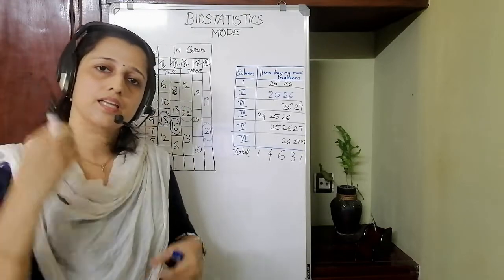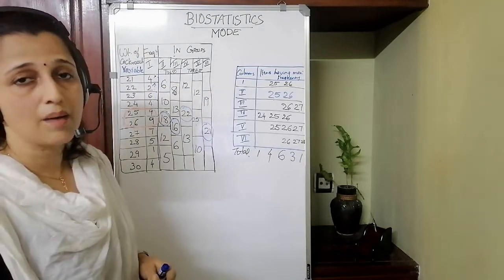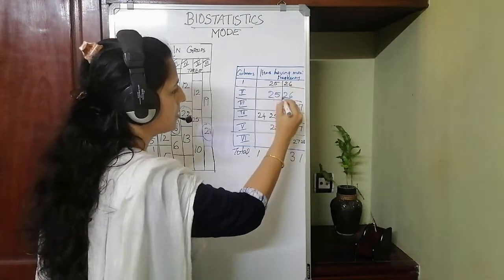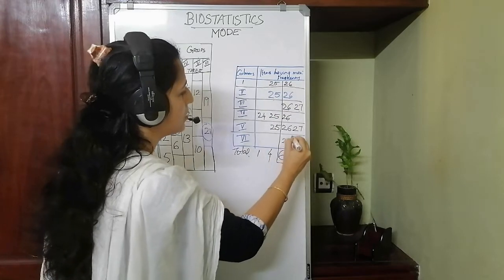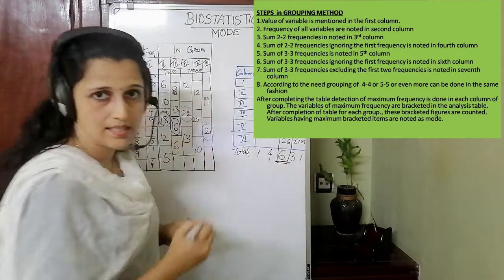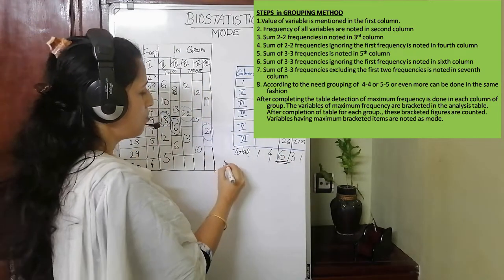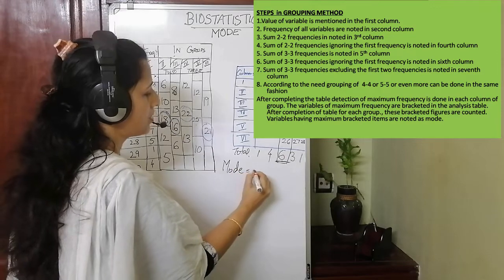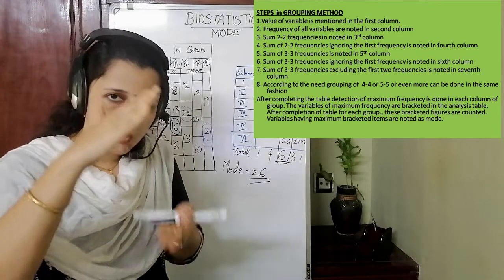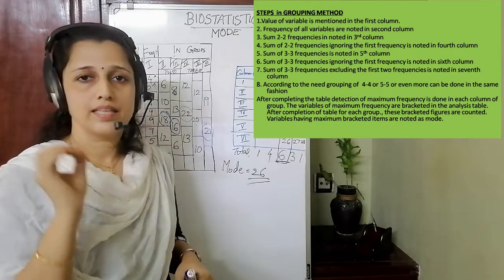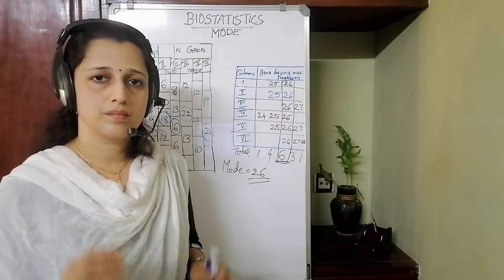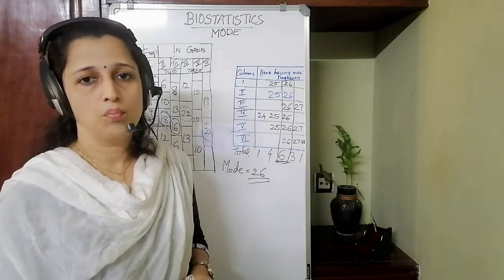So from this table we can conclude the maximum frequency is coming for the variable 26. So 26 is the mode. 26 is having maximum frequency of 6, and so here mode is equal to 26. This is what is known as the grouping method, because we are grouping the frequencies and finding the correct mode, and this grouping method is applied when the data is bimodal or multimodal.